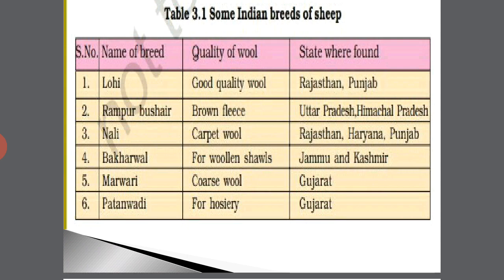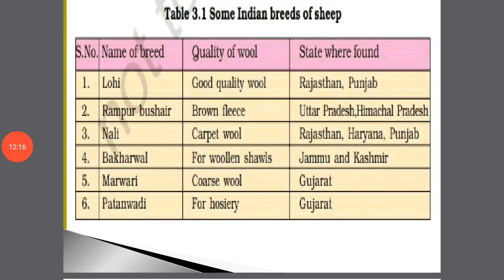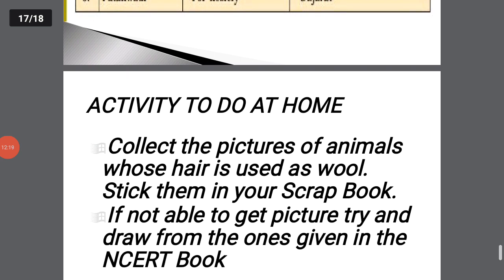Third is Nali, carpet wool, usually in Haryana, Punjab and Rajasthan. Bakharwal is another type of breed, for woolen shawls, in Jammu and Kashmir. Marwadi, coarse wool, Gujarat. Patanwadi, for hosiery, is also found in Gujarat. So you can see Gujarat is a major state for the production of different qualities of wool from different breeds of sheep.